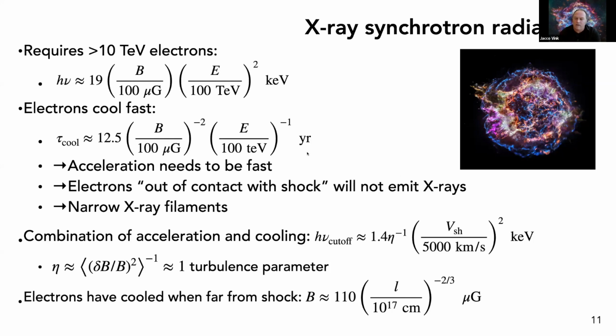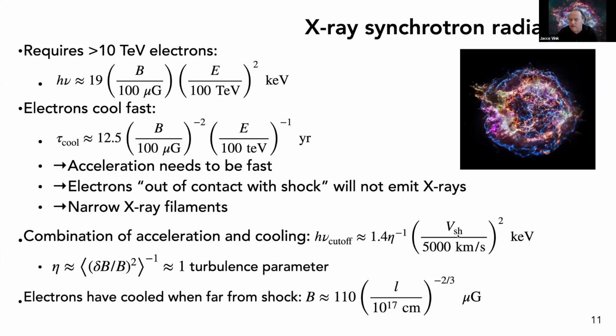Now, if you look at what type of energy can you get out, I already showed you the acceleration time. If you set the acceleration time to the cooling time of the particles, and then you say, okay, for the equilibrium energy that I get, what is my photon energy? What you get is that your photon energy is around 1.4 keV, actually independent of your magnetic field. This is something that Felix first reported. So it is inversely proportional to this factor eta, and it is proportional to the shock velocity squared.